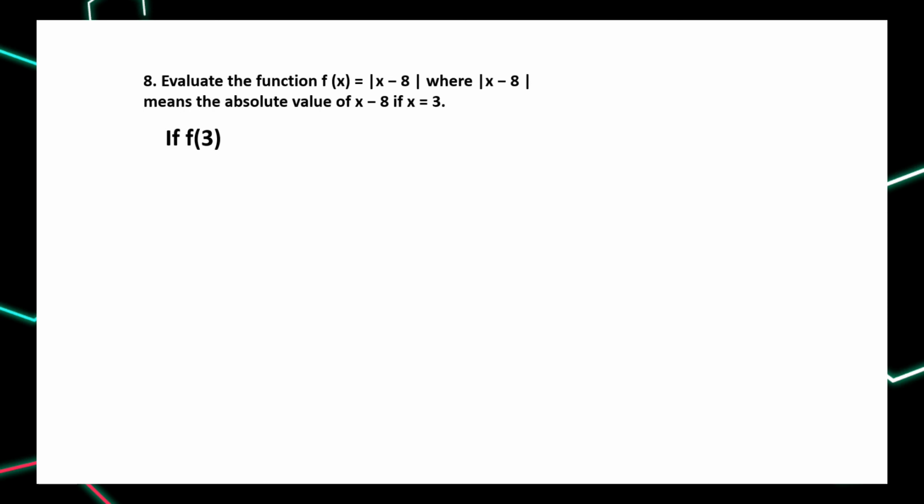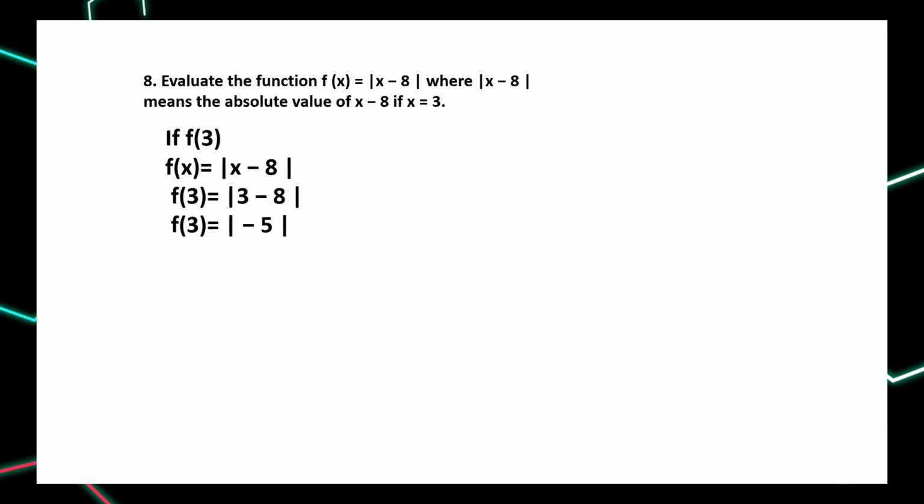Evaluate the function f of x equals the absolute value of x minus 8 if x equals 3. So for the absolute value of x minus 8, kapag nakakita kayo ng dalawang vertical lines, ang tawag doon ay absolute value. So if we change x by 3, this will become 3 minus 8, and 3 minus 8 equals negative 5.